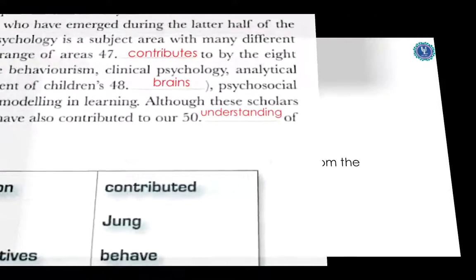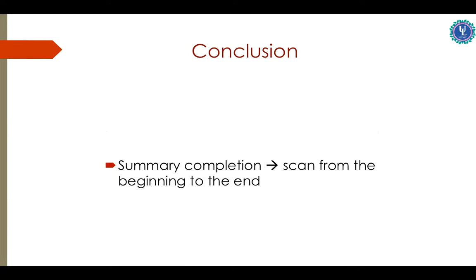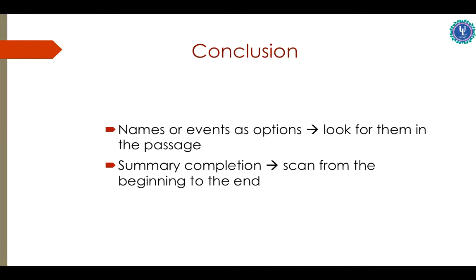So the conclusion for passage 2 is if you see the names or events as options, you need to look for them in the passage. And for the summary or table completion, you have to scan from beginning to the end.